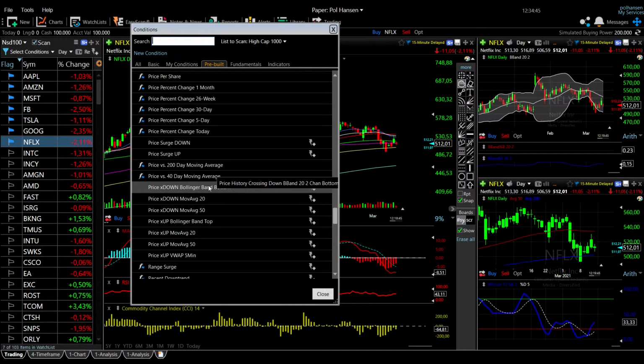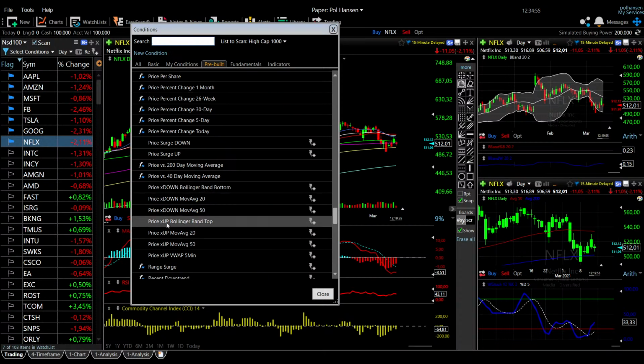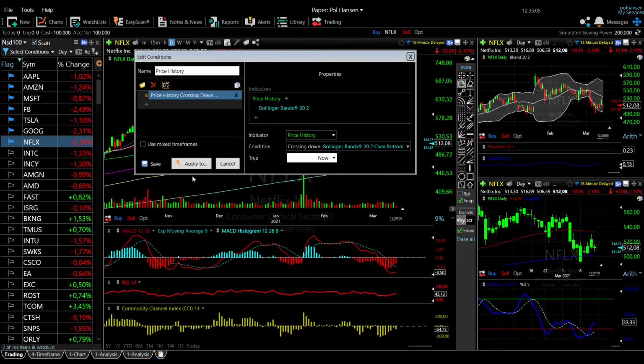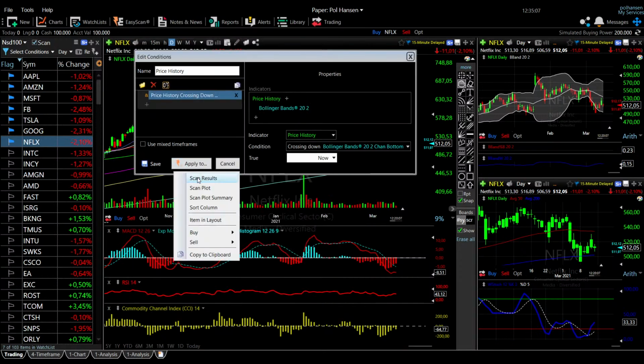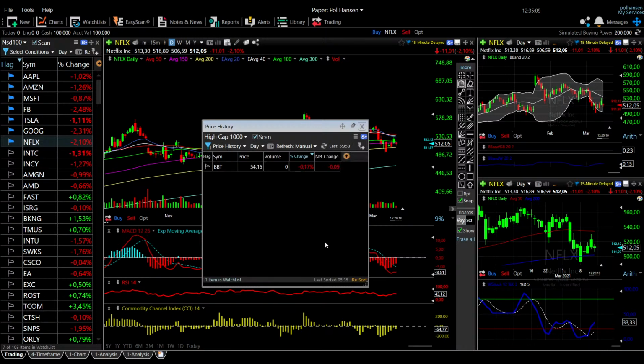What this means is that you want to scan for stocks where the price action is underneath the lower part of the Bollinger Band. You also have the upper part here, which is stocks that are overbought. In both those conditions, you can get stocks that snap back. So look at this, and then you apply the scan, and you get a list of stocks.